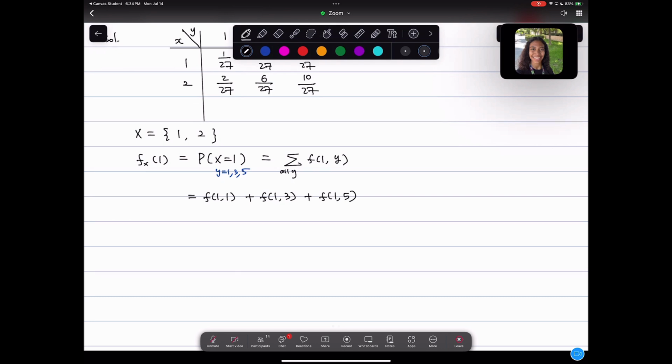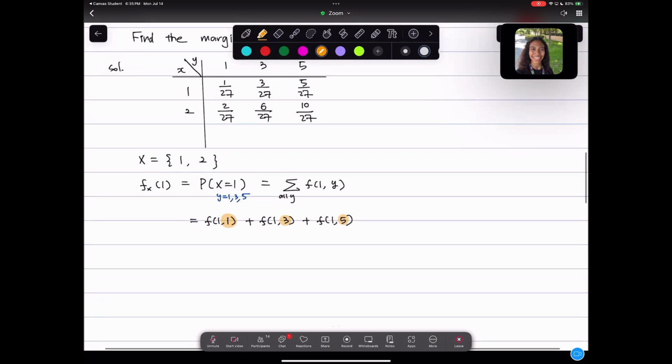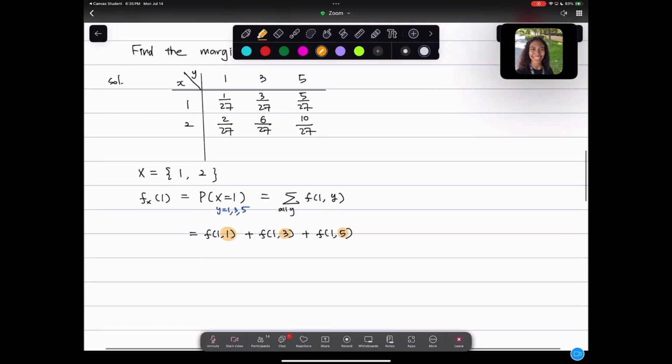So I have my y values are this or this or this. X is fixed. So in that table, when x is fixed at 1, I'm actually getting all the probabilities of f of (1, 1), which is this, and (1, 3), which is this, and (1, 5), which is this. So I'm simply adding all these probabilities.